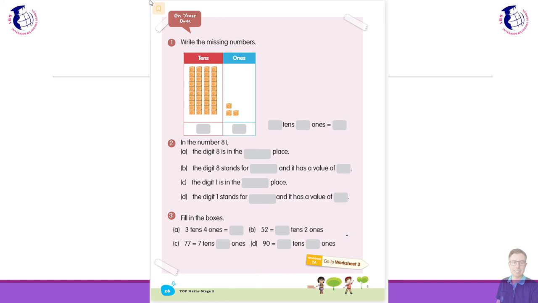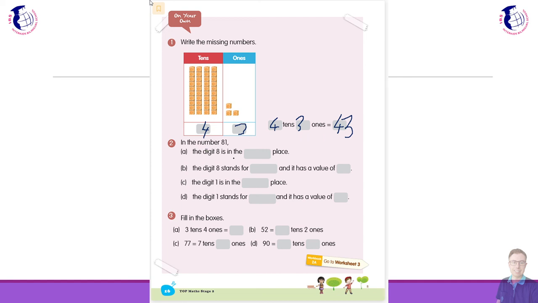Write the missing numbers. So another sheet to do here. Pause the video, give it a go yourself, and then unpause when you're ready to have a look through the answers. So here we have 4 tens, 3 ones, and 4 tens and 3 ones equal the number 43.